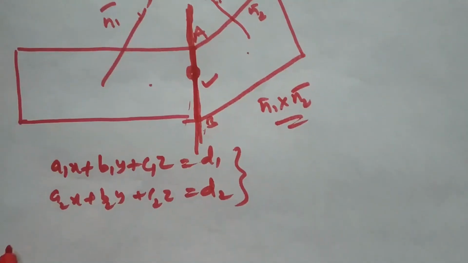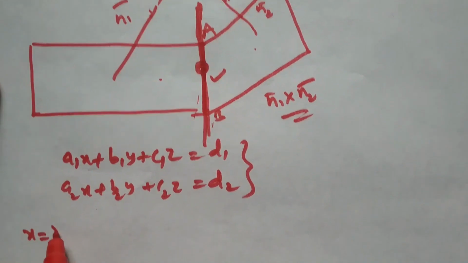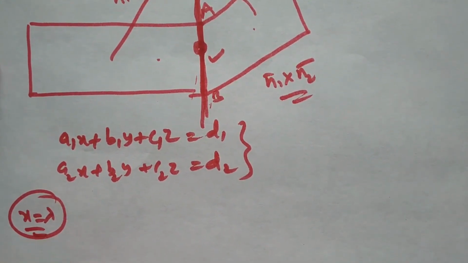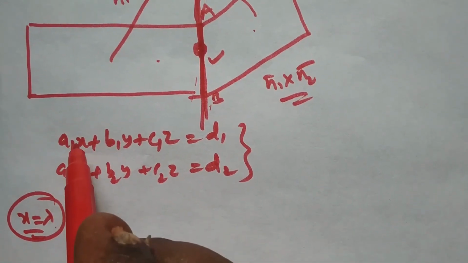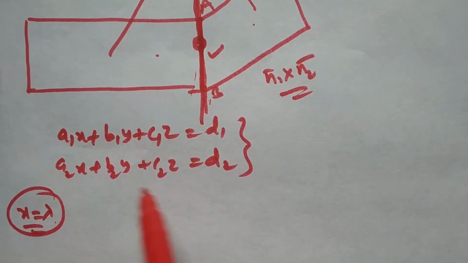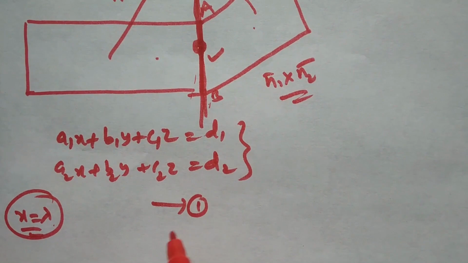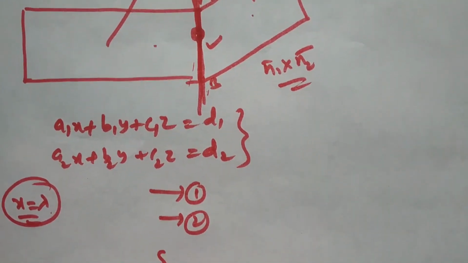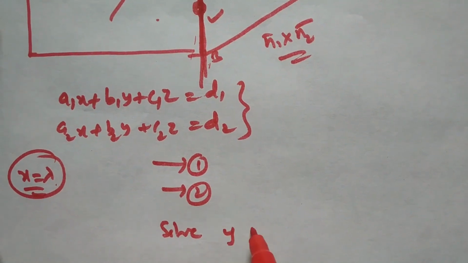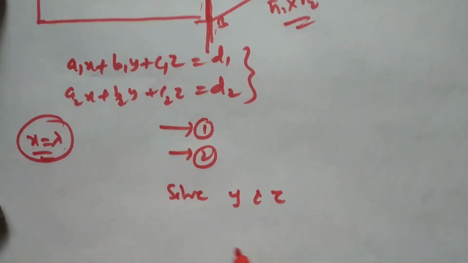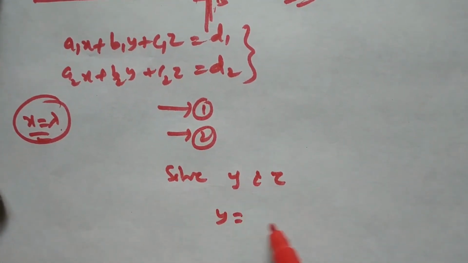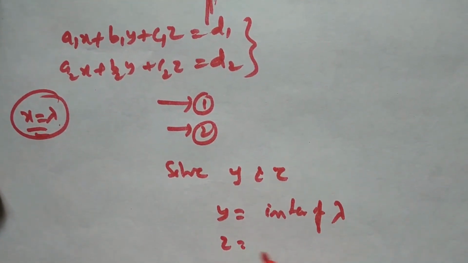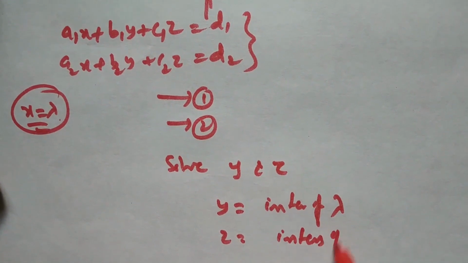For this I am choosing x equal to lambda. For the sake of convenience I am taking x equal to lambda. Substitute x equal to lambda in the above two equations. We get two equations in y and z. Solve for y and z. So y and z are in terms of lambda. Y is equal to an expression in terms of lambda, and z is also in terms of lambda.